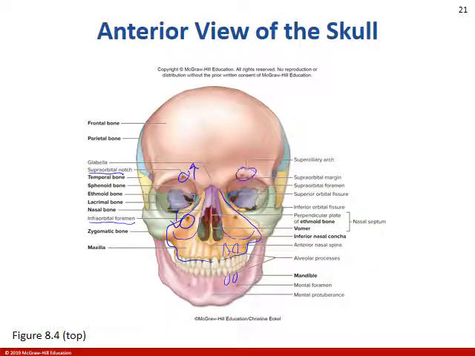The other thing to think about is why we have all of these foramen. Remember that we have to be able to feed nerves and blood to all of the facial muscles that are sitting on top of all of these bones.